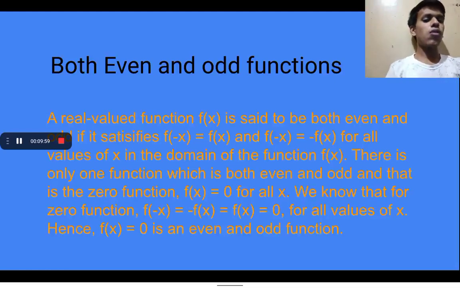That means f of x equal to 0, that is the zero function, is an even function as well as an odd function, since if we substitute minus x or x, we will get 0 only. So we can consider it as an odd function as well as an even function.